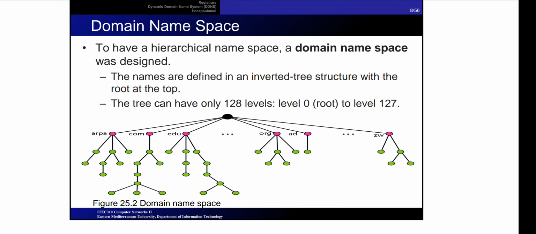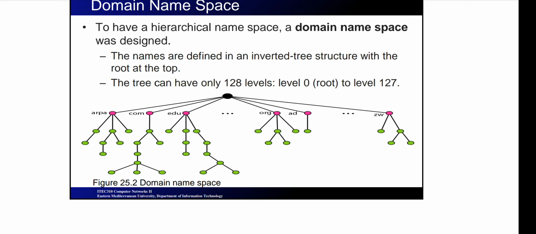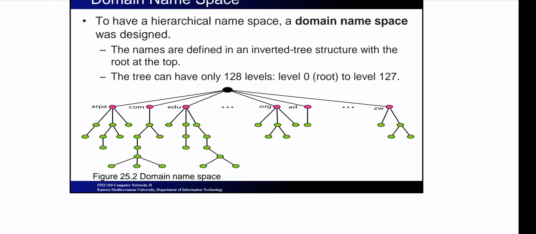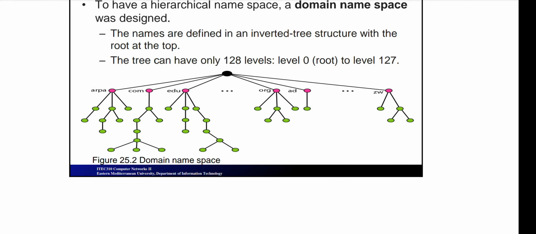To have a hierarchical namespace, a domain namespace was designed. The names are defined in an inverted tree structure with the root at the top. The tree can have only 128 levels: level 0, the root, to level 127.